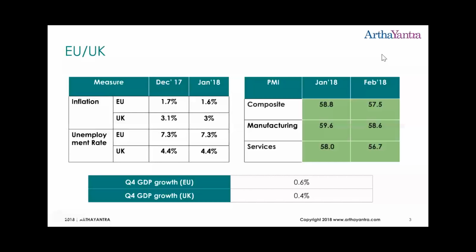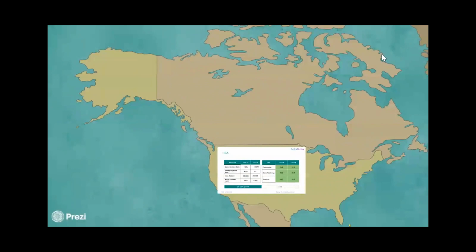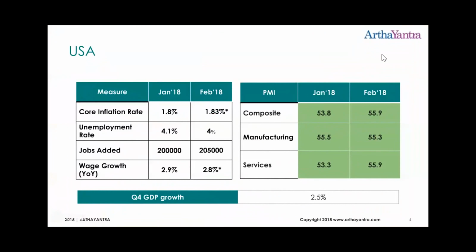Now, if you look at the United States, the country which could potentially bring back the deflation across the world, if you look at the core inflation for the month of January, it stood at about 1.8%. While the official statistics are not yet out, it is expected that the inflation for the month of February will be about 1.83%. And the wage growth, which is the key driver for inflation, is expected to have grown by about 2.8% on a year-on-year basis. This compared to 2.8% in January 2018.